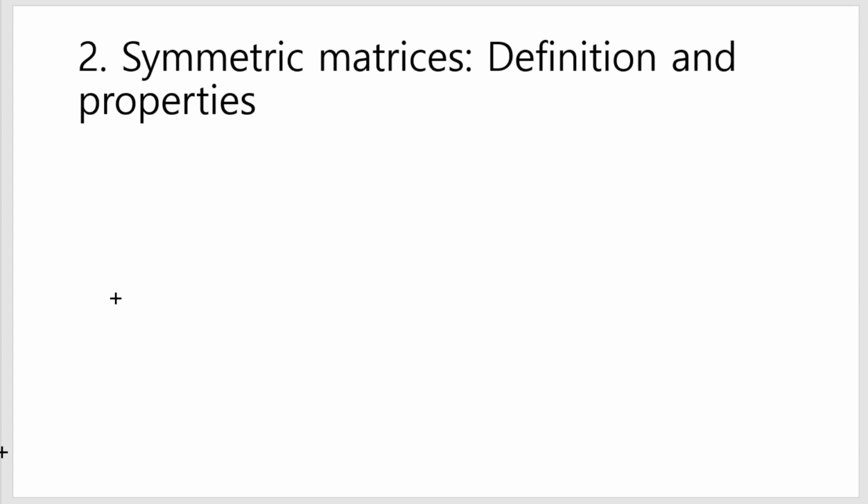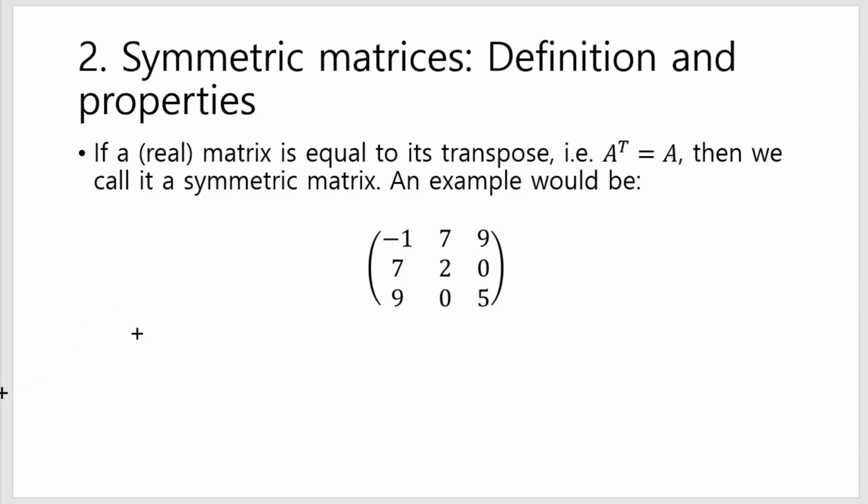Now let's move on to symmetric matrices, definition and properties. So first, if you have a matrix whose transpose is equal to itself, we call that a symmetric matrix. As you can see, these are the same, these are the same, these are the same. If you took this diagonal and flipped over it, it doesn't change, right? So that's a symmetric matrix.